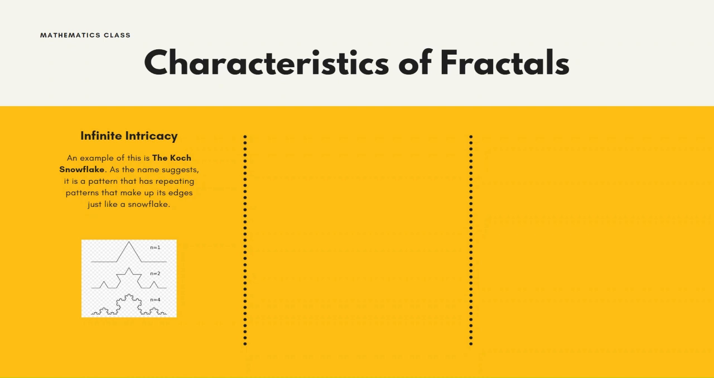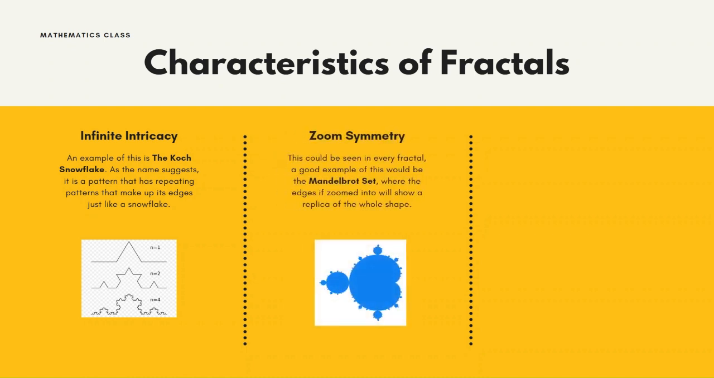For the next characteristic, we have zoom symmetry. As a result of infinite intricacies, this characteristic is defined by the shape's ability to show its shape as you keep zooming in. This can be seen in every fractal, and a good example of this would be the Mandelbrot set, where the edges, if zoomed in, will show a replica of the whole shape.